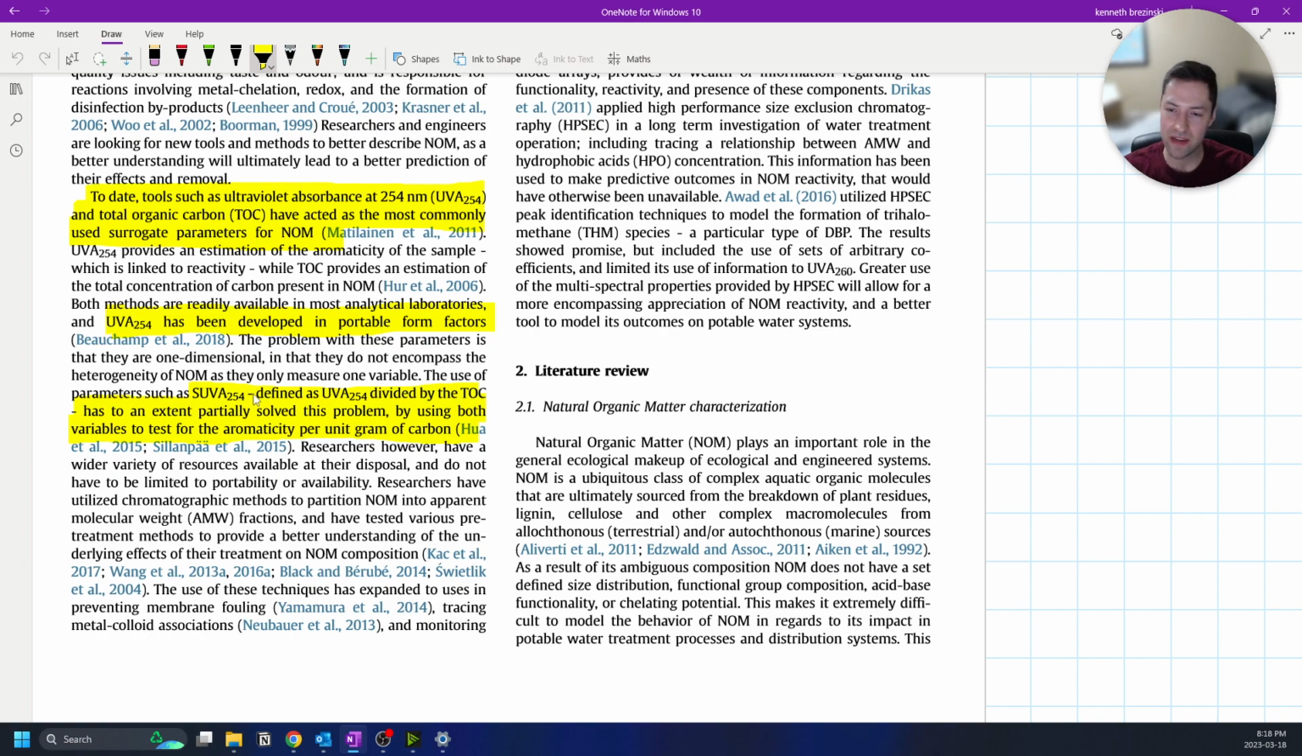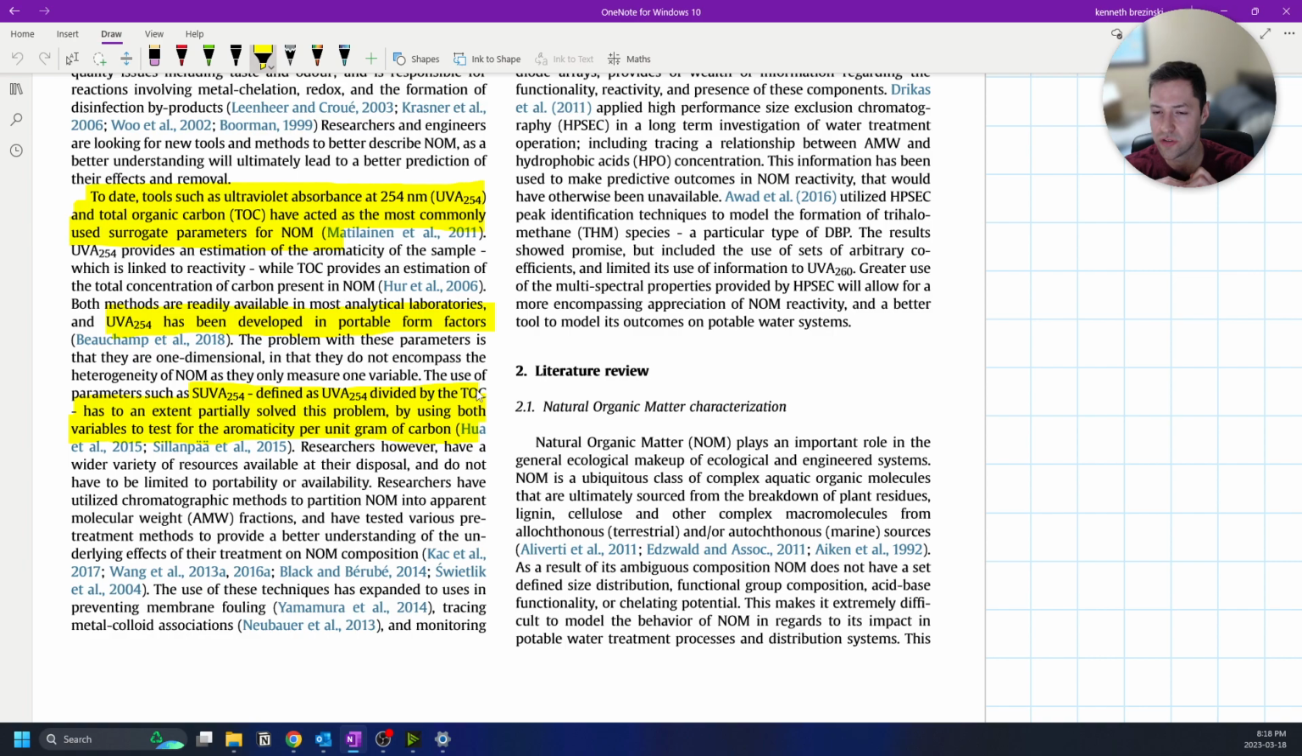And one thing that we've done going forward is we've looked at other surrogate measurements, one being SUVA254. This is defined as taking the UV absorbance at 254 and dividing it by the TOC, which is the total organic carbon. So this is a way that we can actually measure exactly how much carbon there is, in terms of milligrams per liter of water, what that mass is in terms of carbon. And that sort of tells us a little something else.